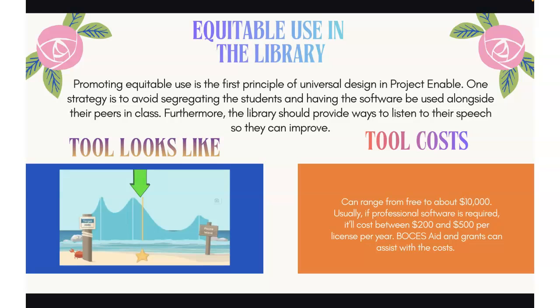So, equitable use in the library. Promoting equitable use is the first principle of the universal design in Project Enable. One strategy is to avoid segregating our students, because you do not want to segregate them just because they have a speech impairment. You want to make sure they feel involved and properly included with all their peers. Furthermore, the library should provide ways for the students to listen to their speech so that they can actually improve. It's not just seeing it, but they also have to listen.